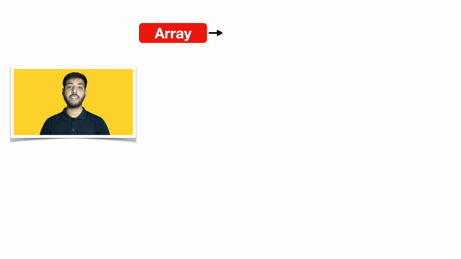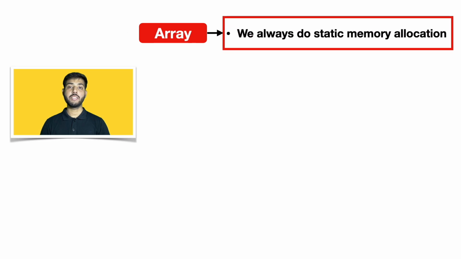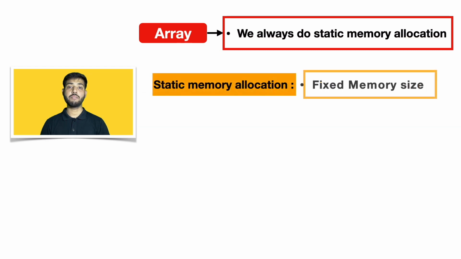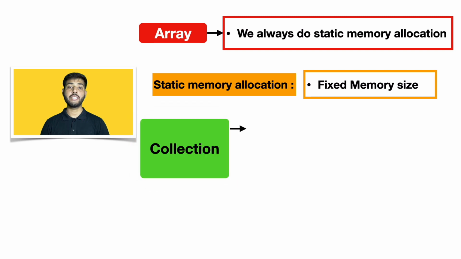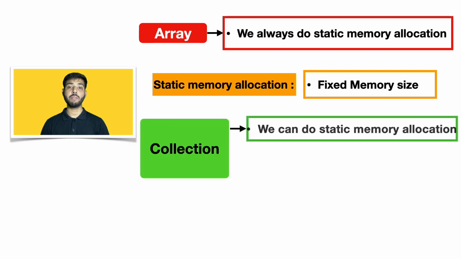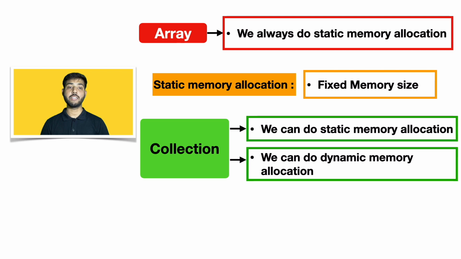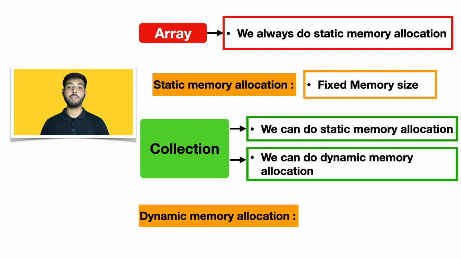See, whenever we declare an array, we always do a static memory allocation. Here, static memory allocation refers to a fixed memory size. So, whenever we use an array, we have to mention the size of the array while declaration. But the case with collection is different. We can declare a collection with a static memory allocation. In addition to it, we can even declare a collection with dynamic memory allocation. Here, dynamic memory allocation refers to a variable memory size.